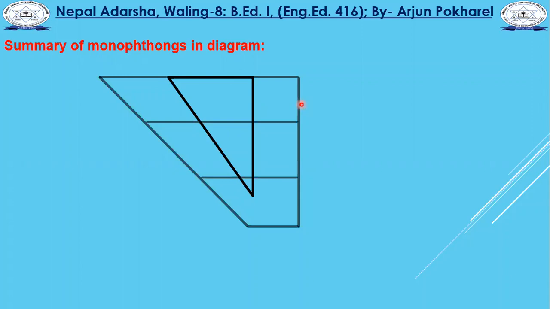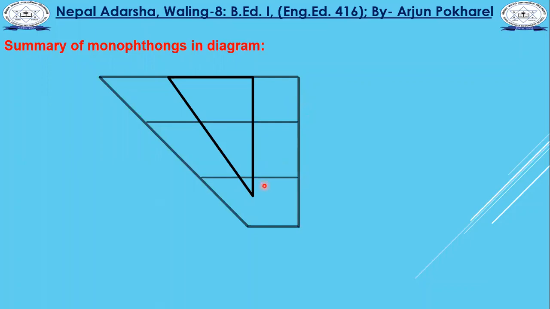Okay, this diagram represents the space of the mouth. The horizontal lines indicate different heights of the tongue. These horizontal lines indicate the height of the tongue.